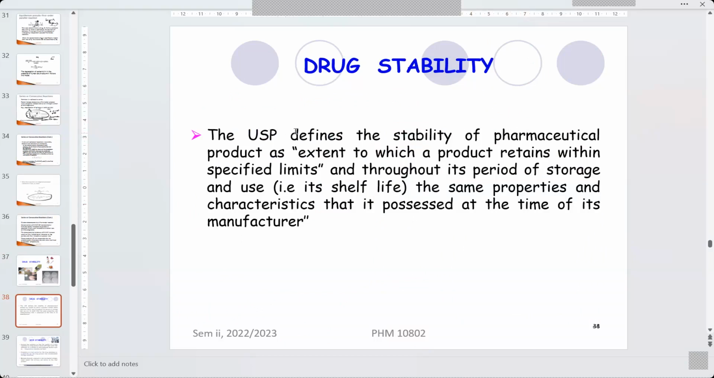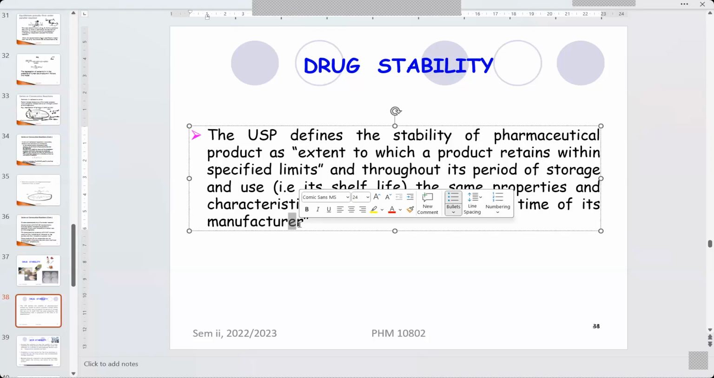The standard definition as per United States Pharmacopoeia defines the stability of a pharmaceutical product as the extent to which a product retains, within specified limits and throughout its period of storage and use, the same properties and characteristics that it possessed at the time of its manufacturing. So at the time of its manufacturing, not manufacturer, should be manufacturing. Okay.